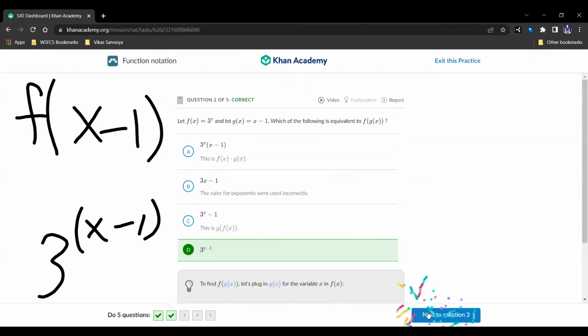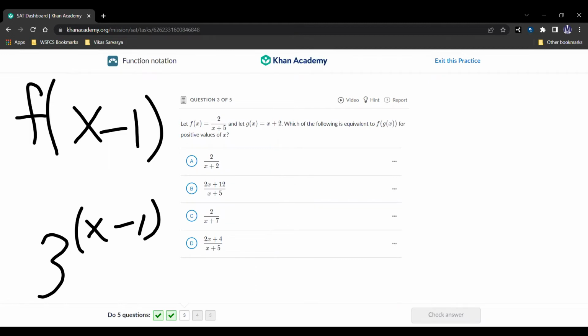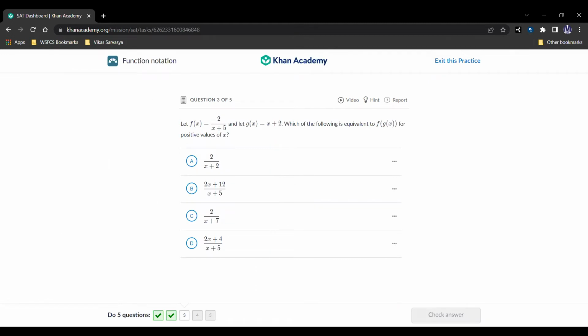And let's move on. All right, question number 3. We're getting the same thing. It's the same kind of pattern we see here. We're given a function f of x, we're given a function g of x. When we take g of x, we put it in as f of x, and we find that composition of functions.